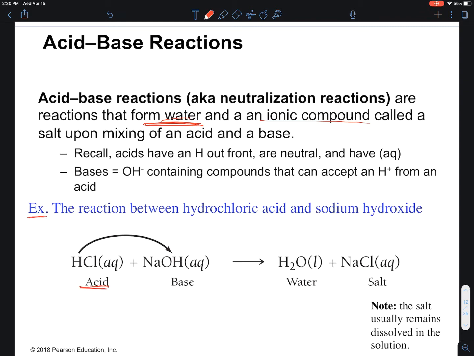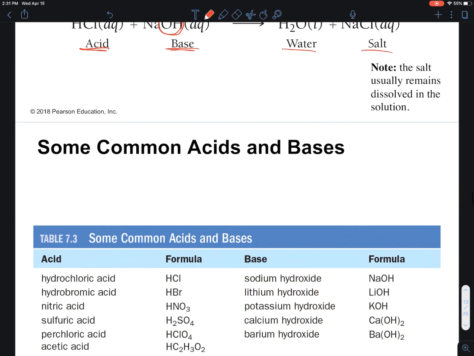For example, hydrochloric acid, HCl, reacts with sodium hydroxide. It gives you water and a salt. Notice what's going on is that the H from the acid, from HCl, pairs up with that OH from the base to give you water and NaCl. That's all that happens in an acid-base reaction. Bases, all you've got to know to identify a base is if it has a hydroxide in it.